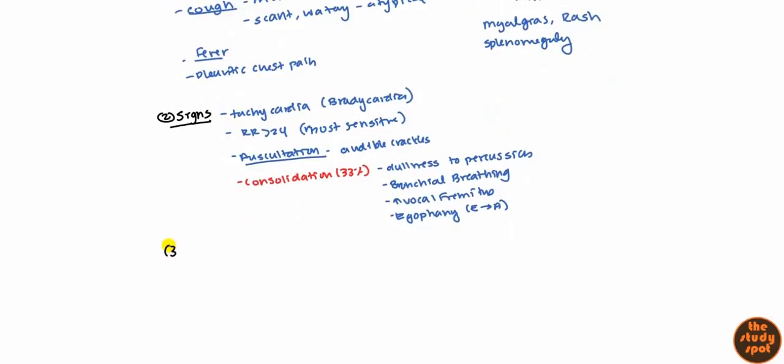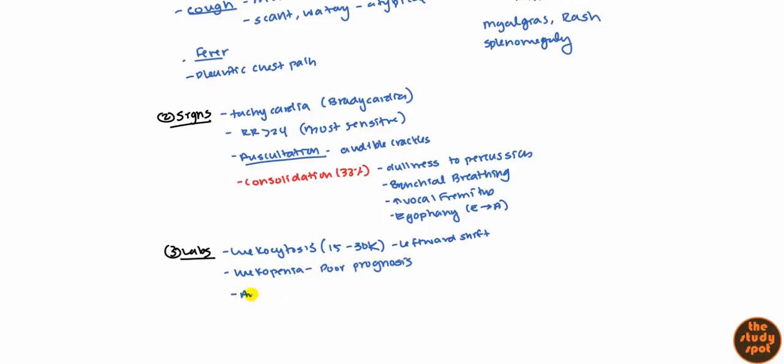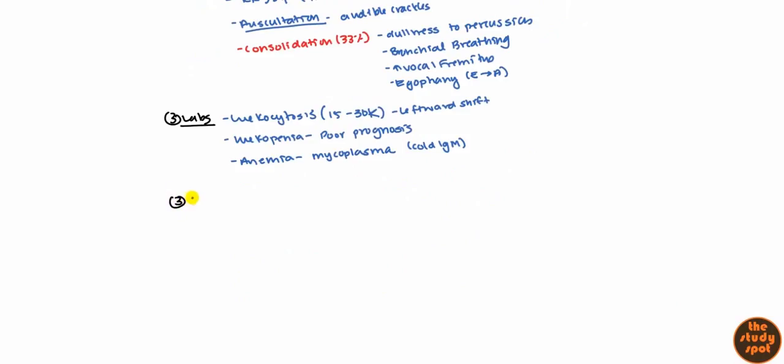In lab work, typically you see leukocytosis anywhere between 15 to 30,000 and a leftward shift. You can also get leukopenia, and that tends to be a worse prognosis. And also anemia is possible, more specifically in mycoplasma, which causes the cold IgM autoimmune condition.